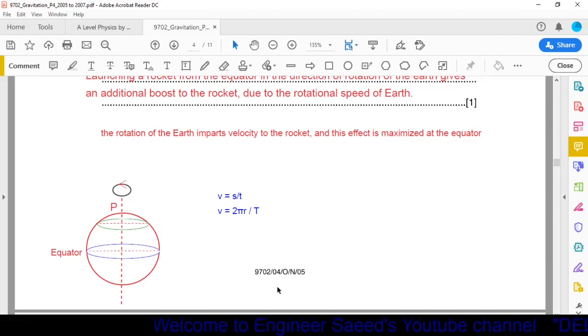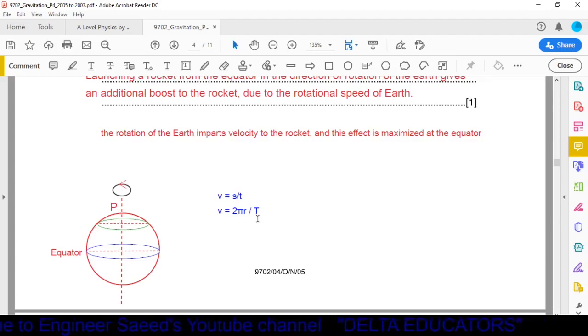Okay, distance. This Earth is spinning about its axis. It is moving like this. So we can say the total distance covered by the Earth to complete one rotation will be equal to the circumference of this circle. And the circumference of a circle is given by the relation 2 pi r. And time taken to complete this rotation will be represented by T. This T is the time period.